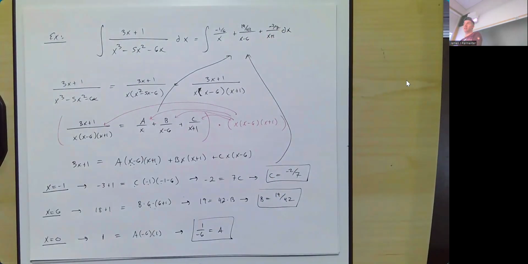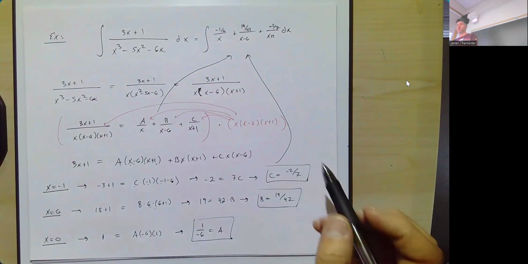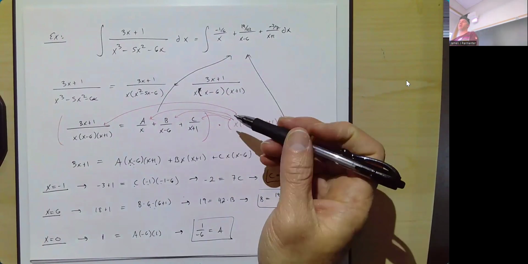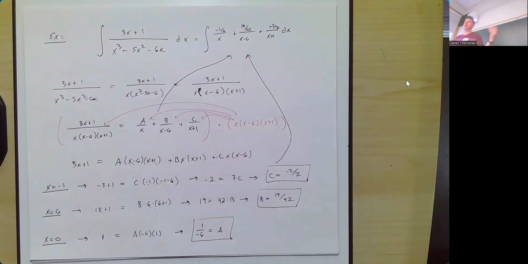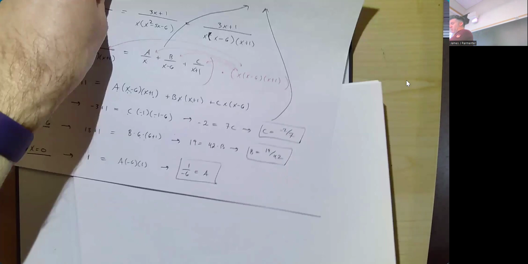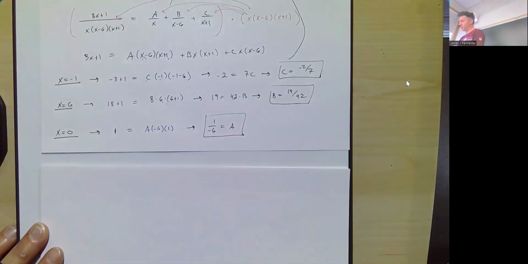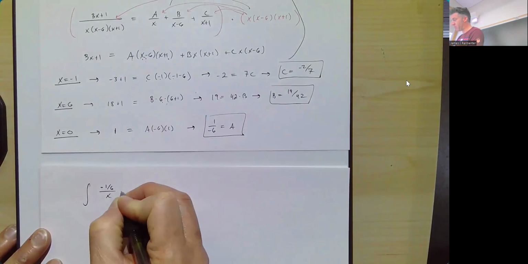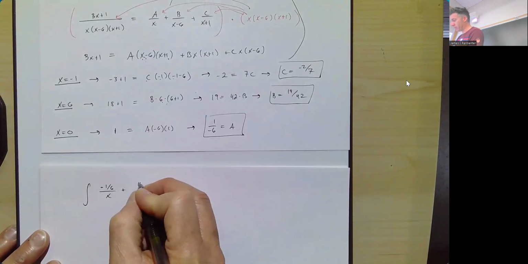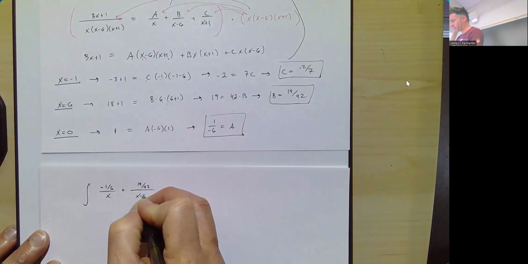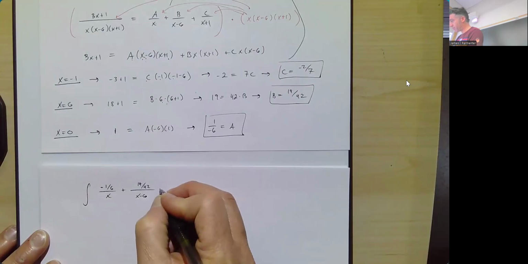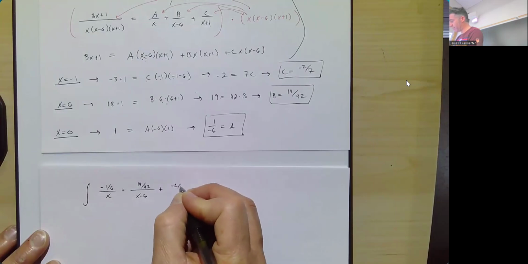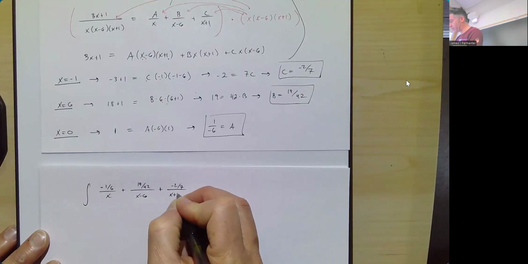And then we do the integral. I know those numbers look kind of awful. They're almost not even there. Because really, let me show you what I would write, and let me show you the intermediate step that I'm not going to write. I would take this integral, -1/6 over x, plus 19 over 42 over x minus 6, plus -2/7 over x plus 1.